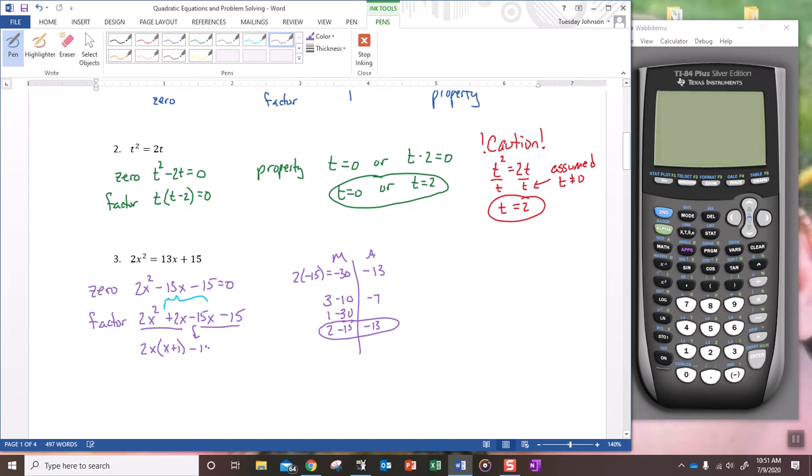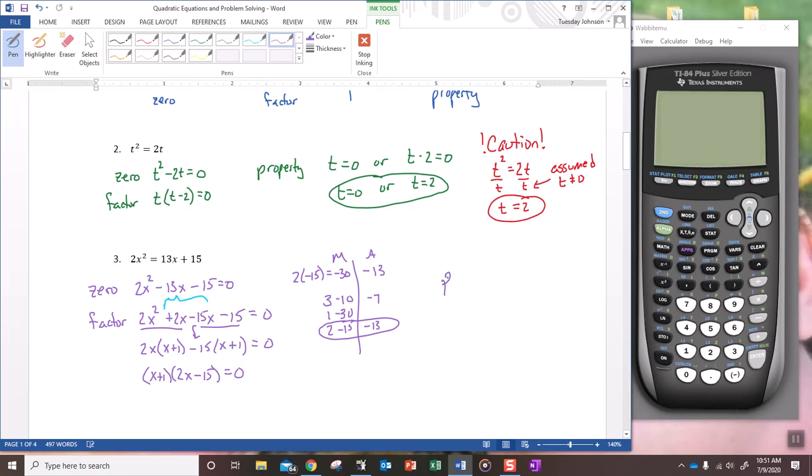Minus 15x minus 15 has a 15 in common. Minus 15x divided by a negative 15 is x. Negative 15 divided by a negative 15 is a positive 1. They have an x plus 1 in common. I'm forgetting the equals 0 again. What remains is 2x minus 15, and this equals 0. And so we finished our factoring.